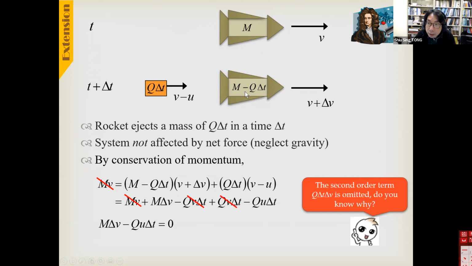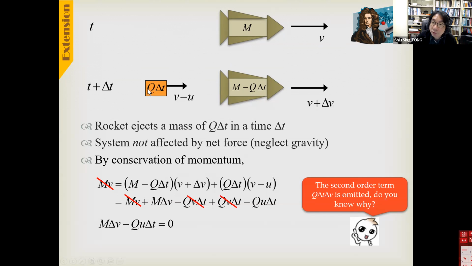So the mass of the rocket will become m minus q delta t, where m is the mass at the beginning, and at the end of the time interval, because the fuel is ejected out, the mass of the rocket is reduced by q delta t. Now the ejection of the fuel will cause the rocket to accelerate. So there will be a change in the velocity, which we call delta v. So v plus delta v will then be the final velocity of the rocket.